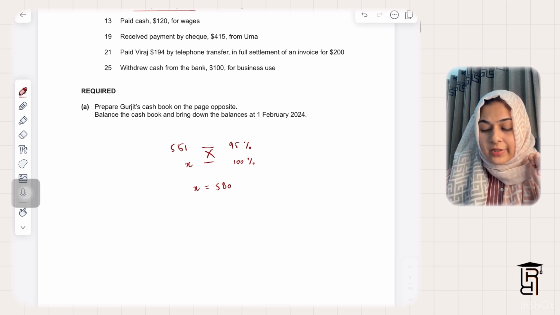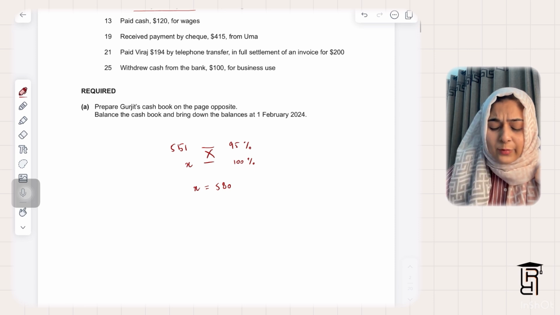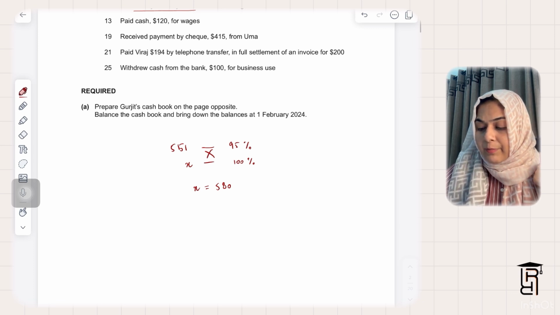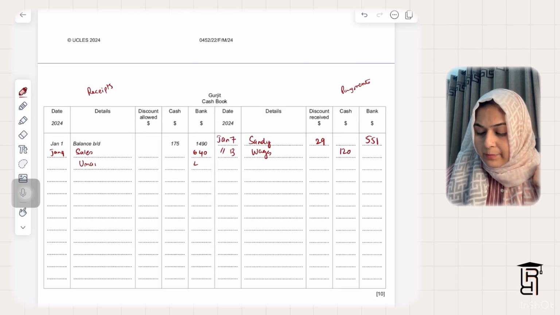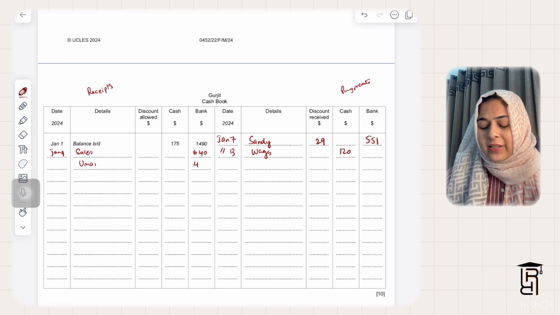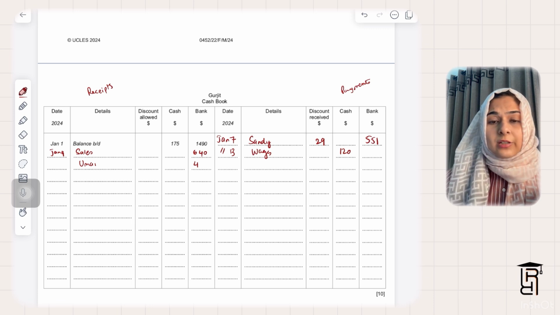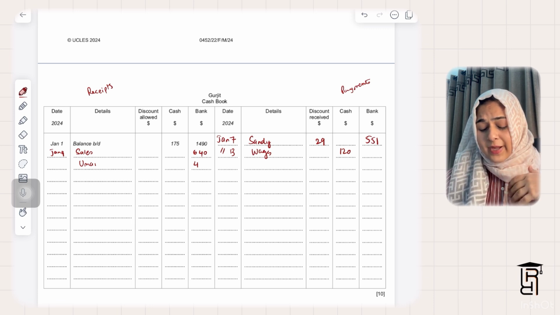In the next transaction, they are saying received payment by check 415 from OMA. So this is what we've received from OMA, and you know that whenever we are receiving money, we record this on the debit side of the cash book, and whenever we are making payments, we record this on the credit side of the cash book. I'll write here OMA in details. In the bank column, I'll write 415 because we've received by check. A check always increases the balance in the bank, because we'll deposit it into our business bank account.